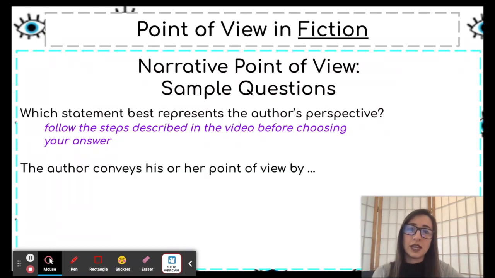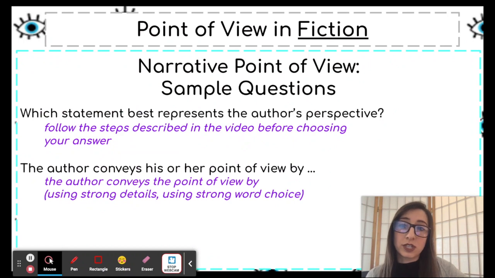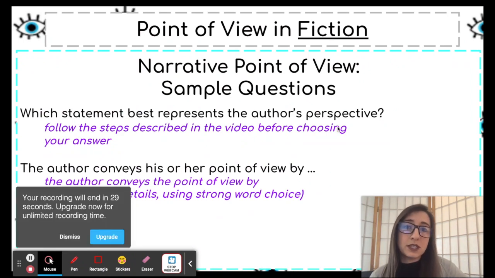Next, how does the author convey his or her point of view? Well, as we just mentioned, the author uses strong details or word choice with a certain feeling attached to them in order to do this. So you may construct an answer using one of those two things on a short response, or you may see this in a multiple choice.